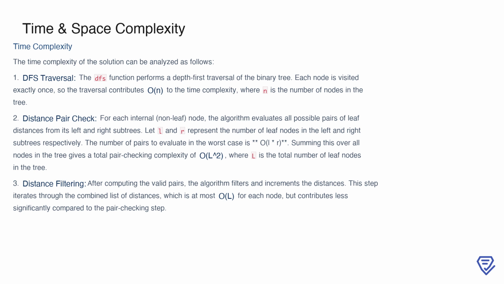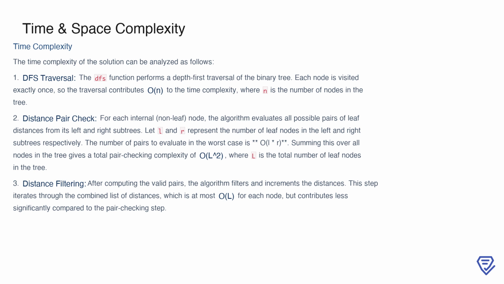Additionally, for each internal node in the tree, the algorithm evaluates all possible pairs of distances between leaf nodes in its left and right subtrees. If we let L and R denote the number of leaf nodes in the left and right subtrees respectively, the number of pairs to evaluate is O(L * R). Summing this across all nodes in the tree, the total complexity for pair checking becomes O(L squared), where L is the total number of leaf nodes in the tree.